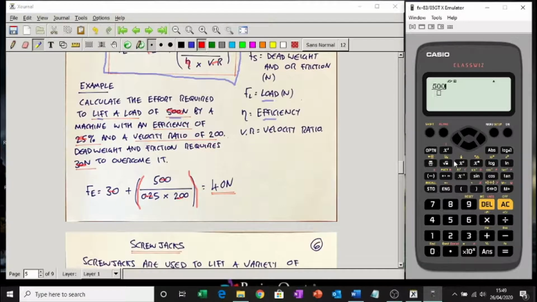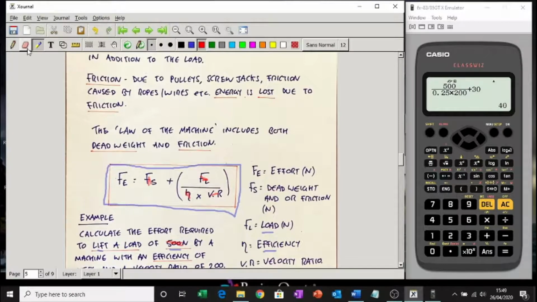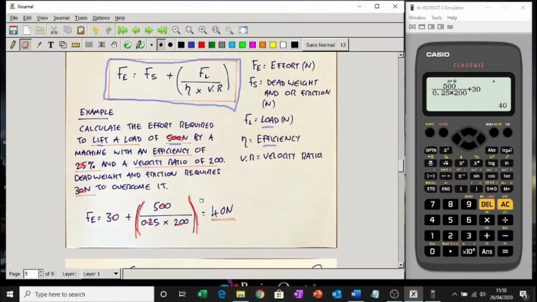So really, it should be like this: 500 divided by 0.25 times by 200, plus, I'll get my calculator right, there we are, 40. So put a bracket around that really. It's all of this plus the 30. Don't do 30 plus 500 divided by that. That's the law of the machine. So it's just another way of working out stuff, including friction. So that's one you're going to need to use.